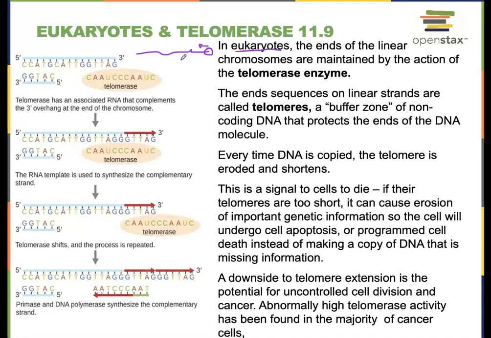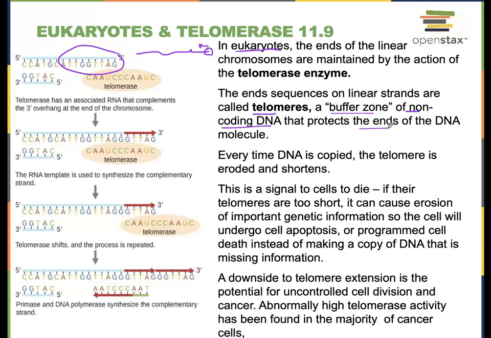So what eukaryotic cells have in their genome is a little segment on the end, which is called a telomere, okay? A telomere is basically just sort of nonsense. It's non-coding DNA. It doesn't do anything except create an extra piece of DNA on the ends, so that when you do replicate and you lose some of the ends, you're not losing anything important. So it's basically like a little buffer zone. It's non-coding DNA, meaning it doesn't code for protein, and it protects the ends of the molecule from getting eroded.